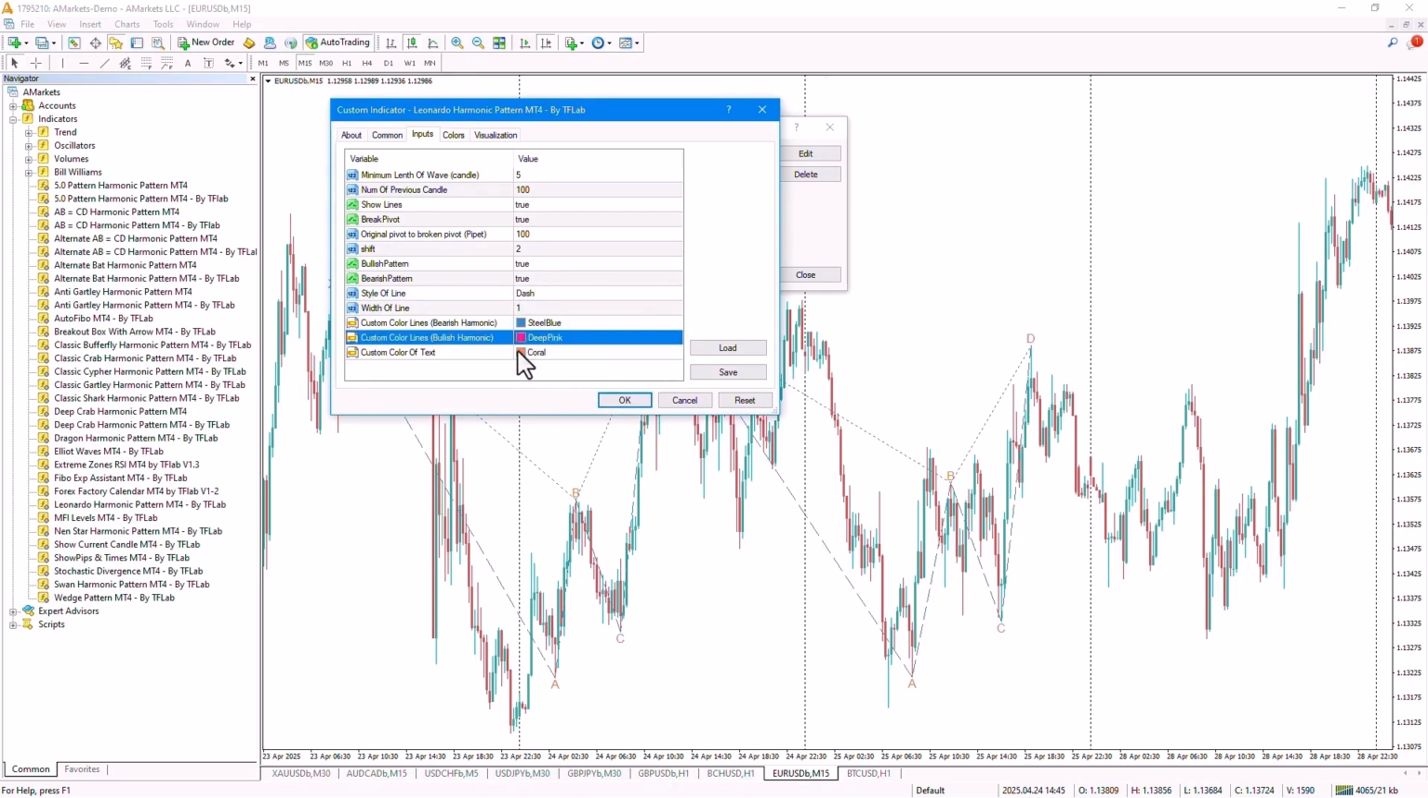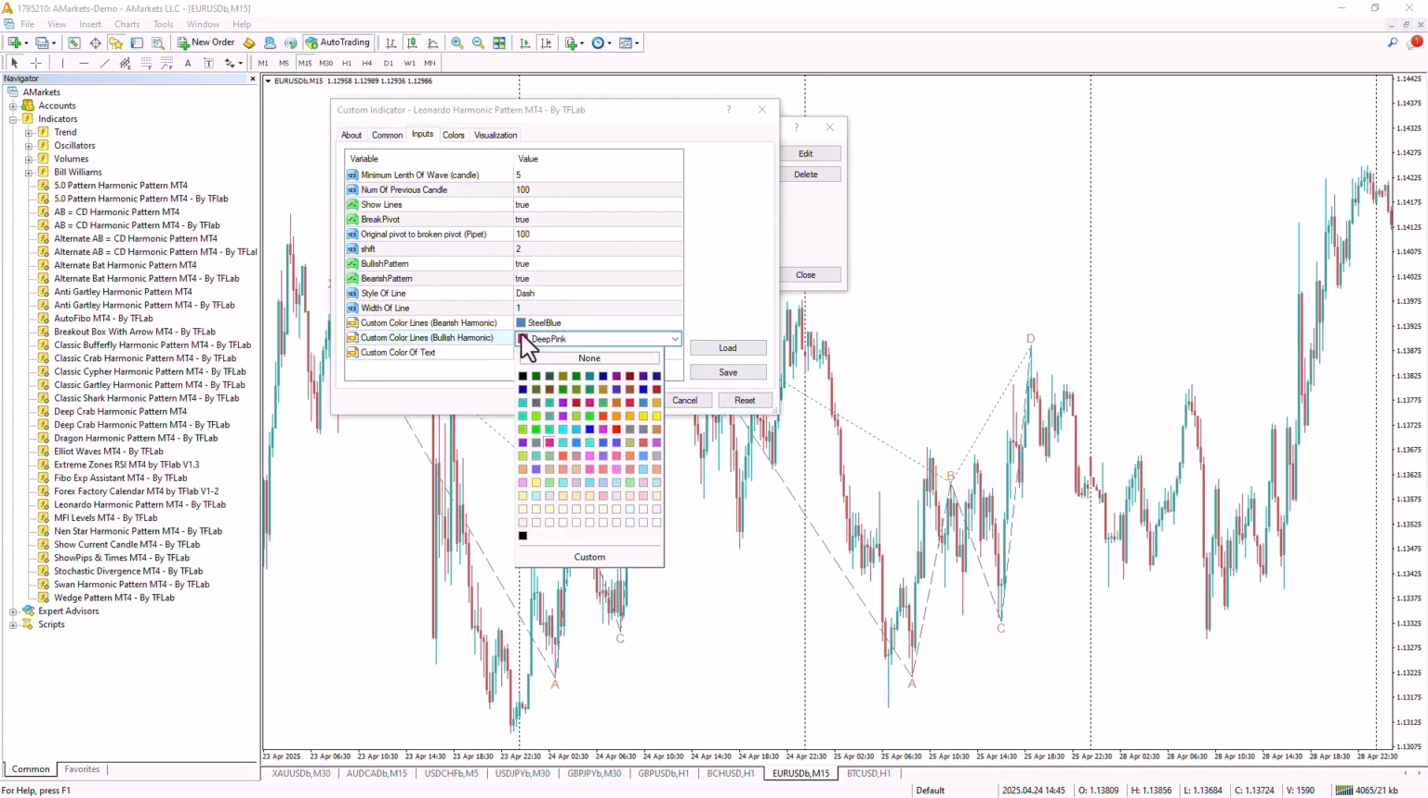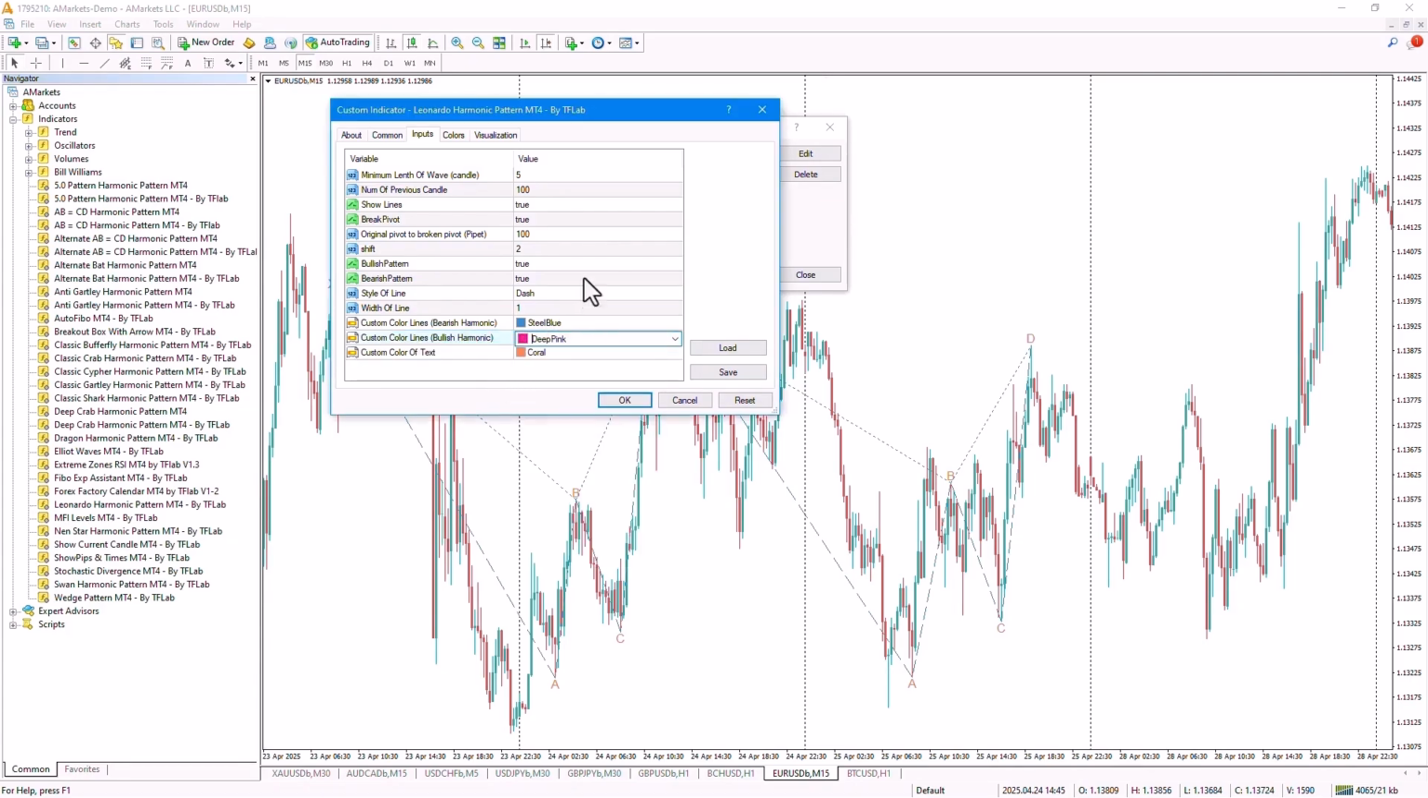And in the last section, we can change the color of the bearish harmonic pattern, the bullish harmonic pattern, and finally, the color of the harmonic pattern display labels to our desired colors.